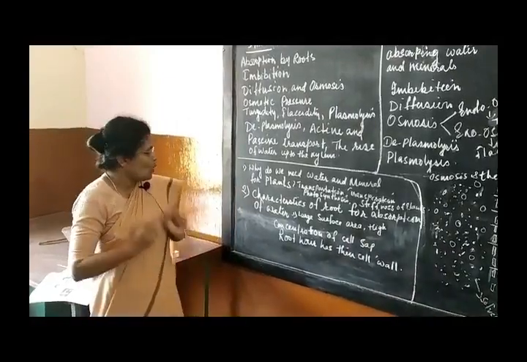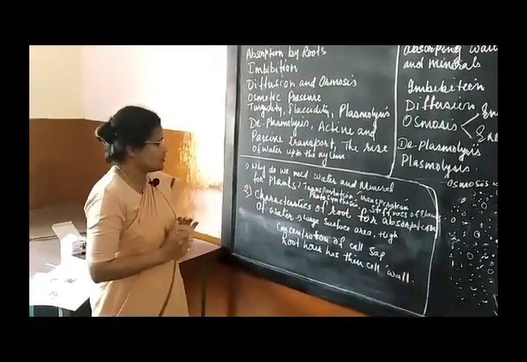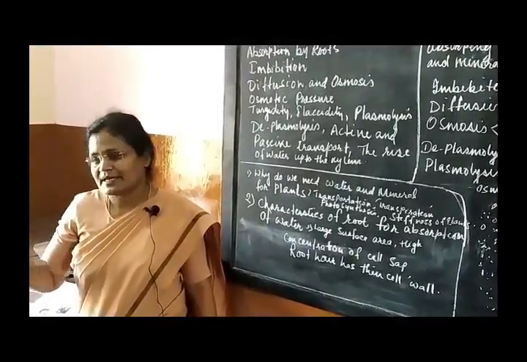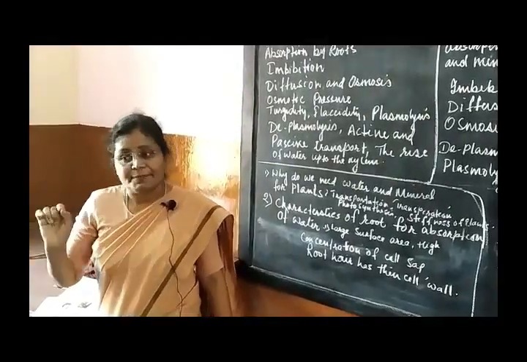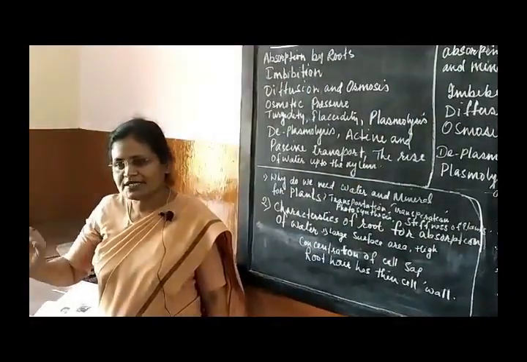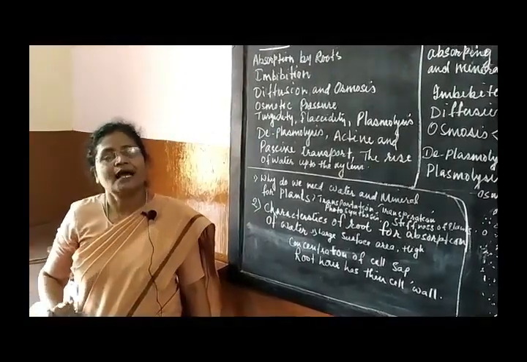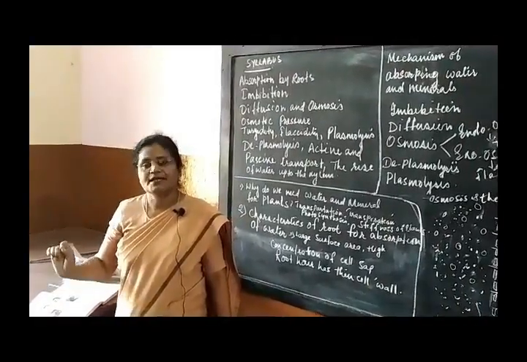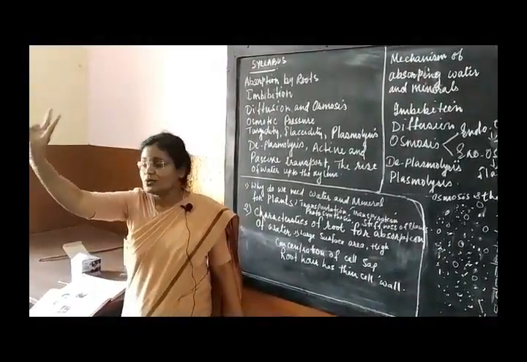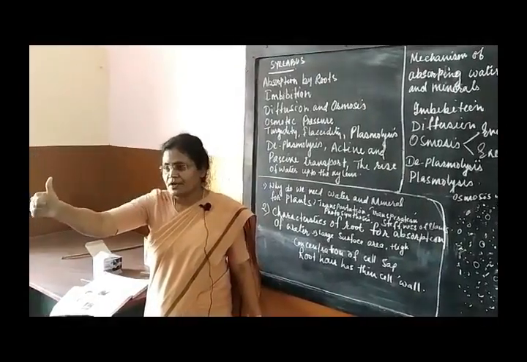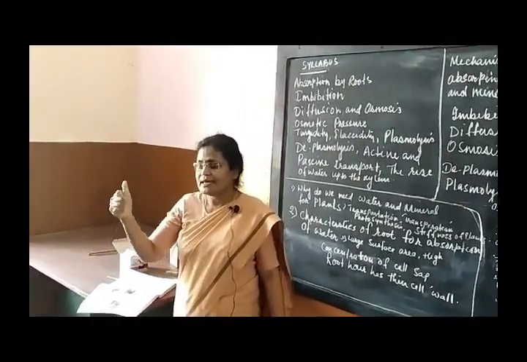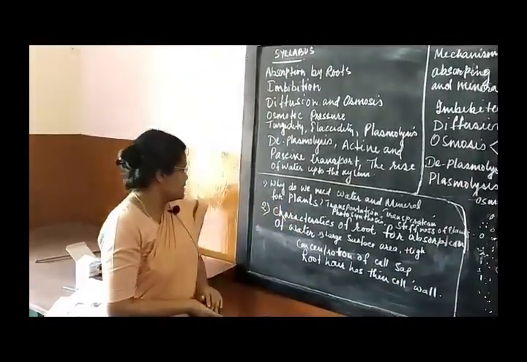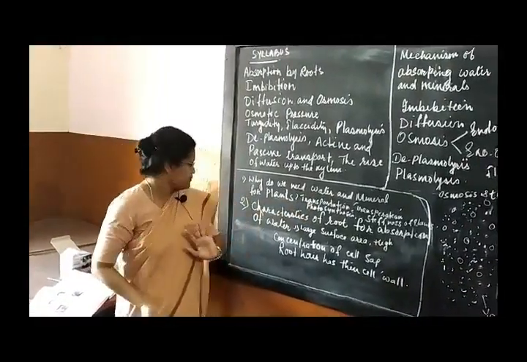The first point: why do we need water and mineral for plants? Before that, let me tell you, the entire absorption of water and mineral is done by the roots. The main function of the root is to fix a plant in the soil. Besides that, it has another very important function, absorption of water and mineral. So the roots have two functions. Number one, to fix the plant in soil. Number two, to absorb water and mineral for the plants.